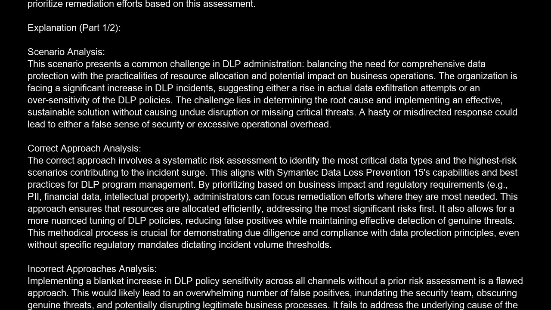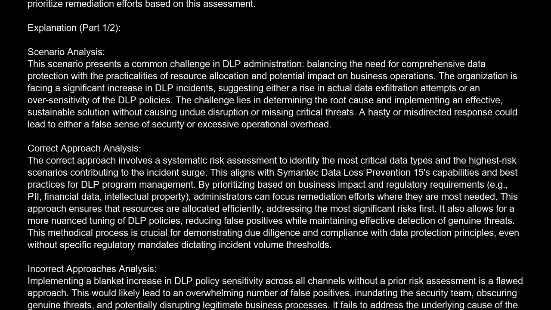The organization is facing a significant increase in DLP incidents, suggesting either a rise in actual data exfiltration attempts or an oversensitivity of the DLP policies. The challenge lies in determining the root cause and implementing an effective, sustainable solution without causing undue disruption or missing critical threats. A hasty or misdirected response could lead to either a false sense of security or excessive operational overhead.